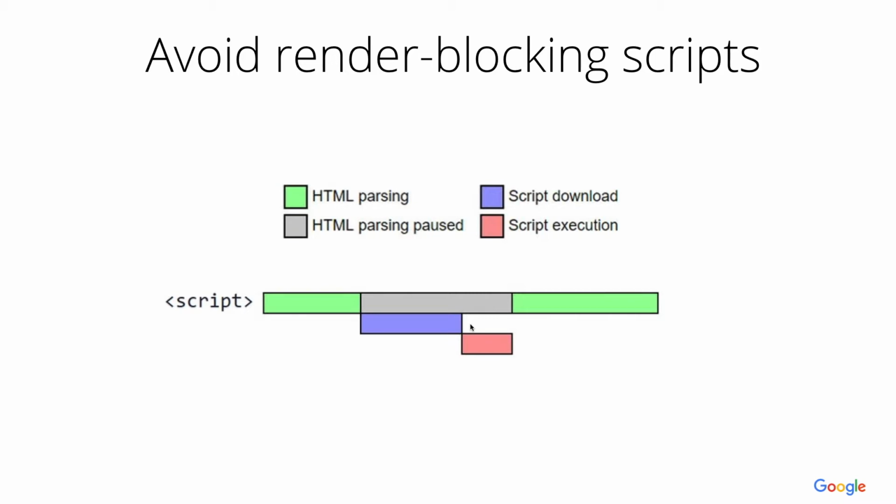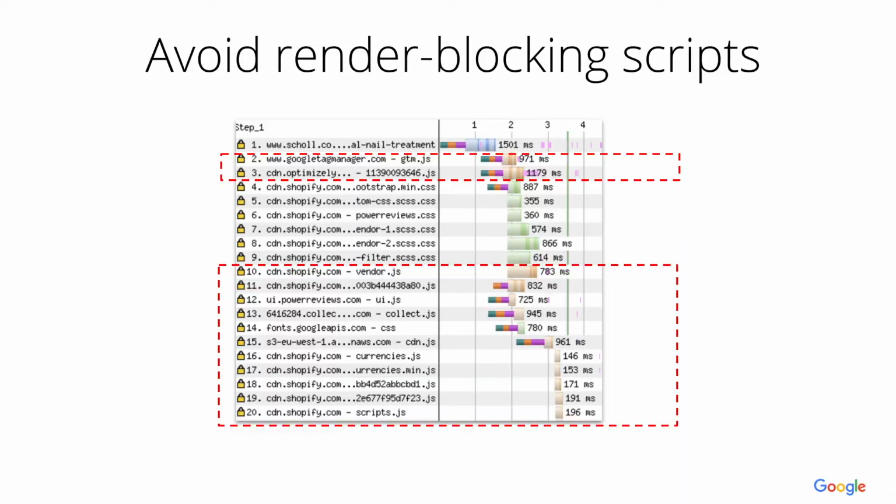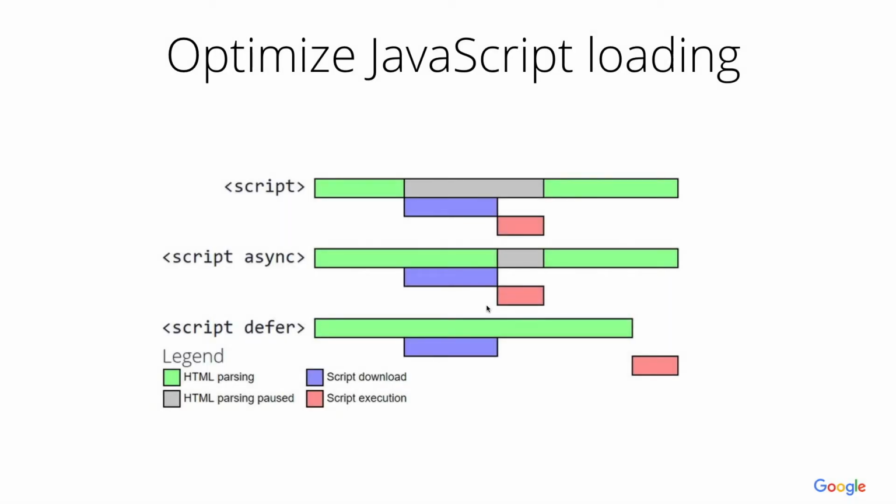So if you put a JavaScript file on top of your page like this, without doing any optimization, you are blocking the rendering and you are slowing down, and you have a high risk of getting a really high speed index. So here, for example, we can see that those scripts are render blocking, and they shouldn't be.